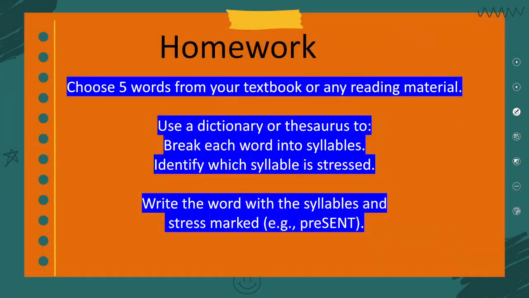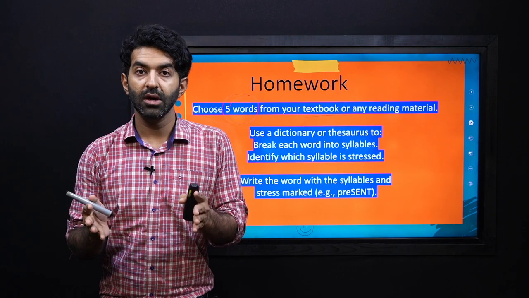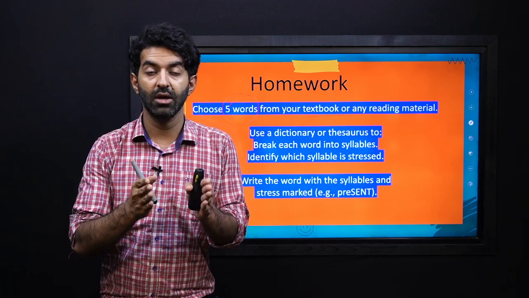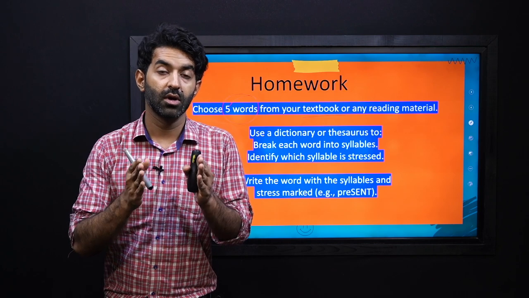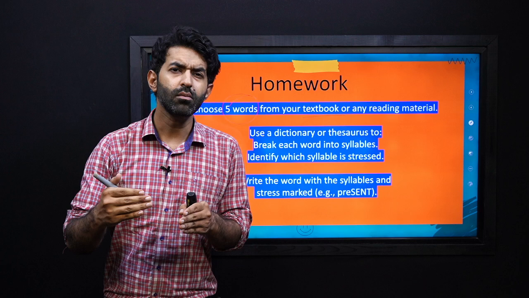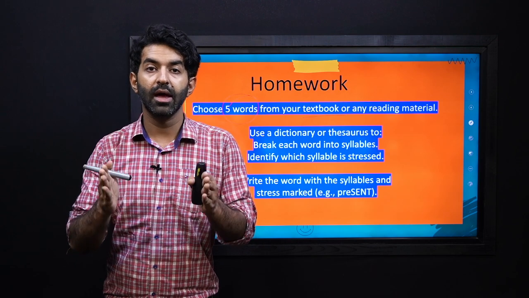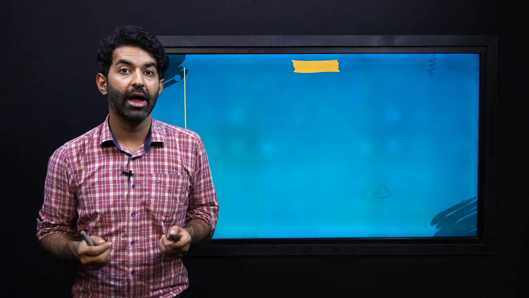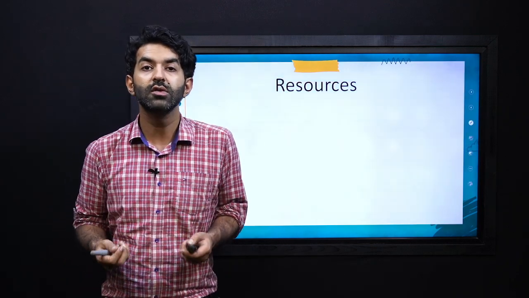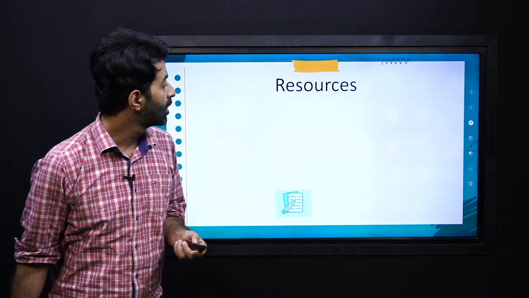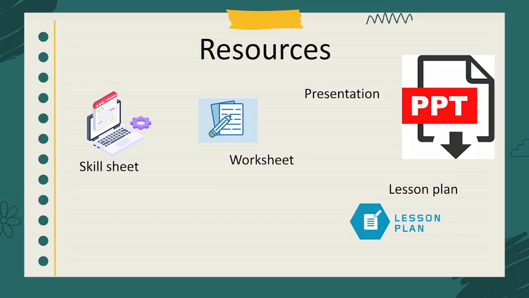For the homework, you have to choose any 5 words from your textbook, or you can consult any other reading material, open a dictionary, find out the pronunciation key, and see how the stress is identified and marked, whether the stress is primary or secondary on the first, second, third, or fourth syllable, and you can say them accordingly. Practice your pronunciation and give yourself time to rehearse the correct pronunciation of each word, especially multisyllabic words. All these resources are available for your understanding.